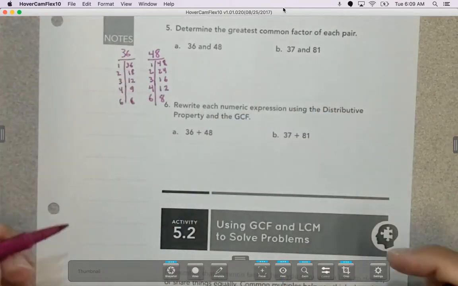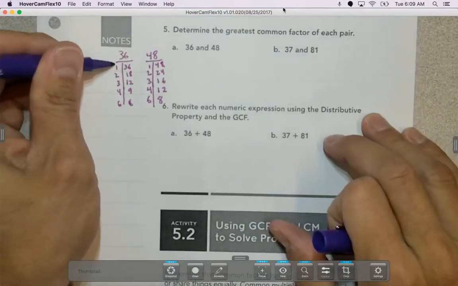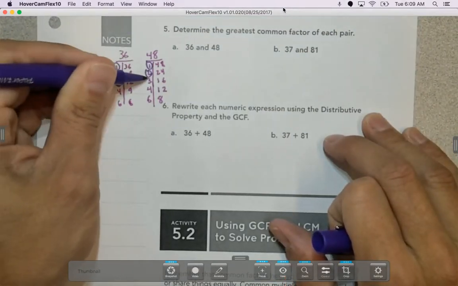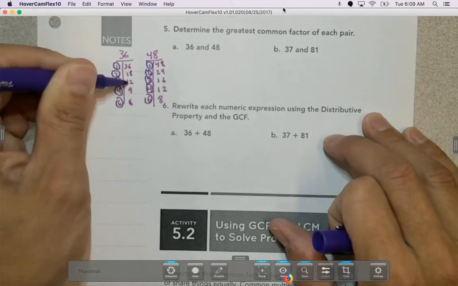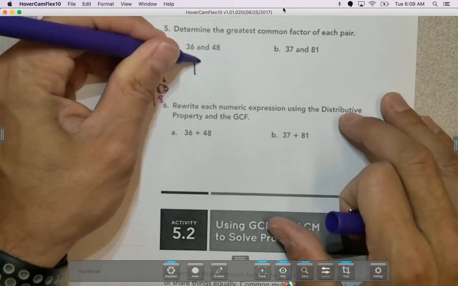Okay. Then if I look at these, we have all our common factors. 1 is a common factor. 2 is a common factor. 3 is a common factor. 4 is a common factor. 6 is a common factor. 12 is a common factor. And that's the greatest one. So the greatest common factor is 12.